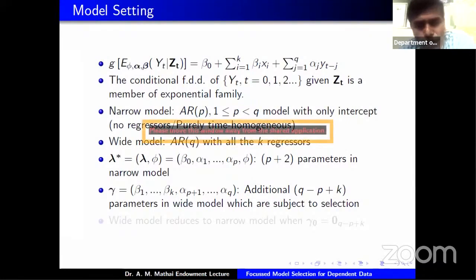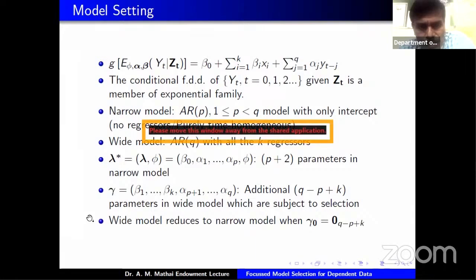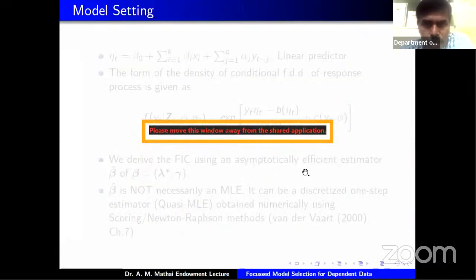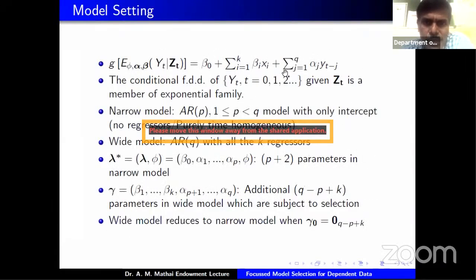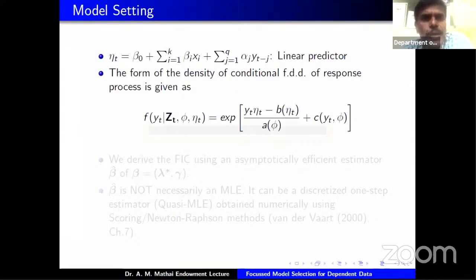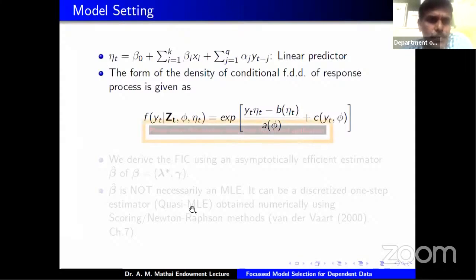So the wide model reduces to the narrow model when this is equal to 0, Q minus P minus K. So basically, if you are putting all these into selection, the narrow model is just with the intercept. If you are fixing some of them, just consider the remaining into this particular. So that's how. This is the setup that everyone knows.